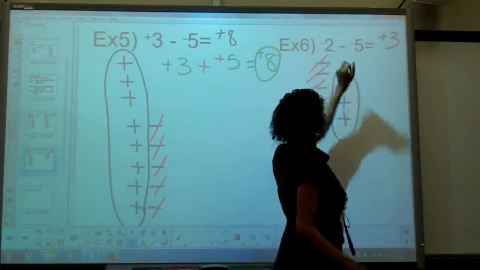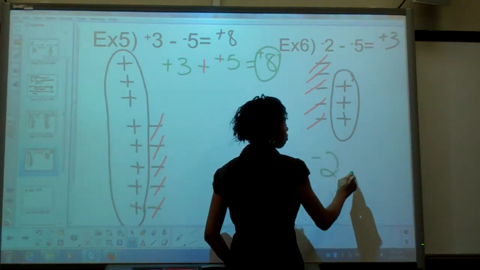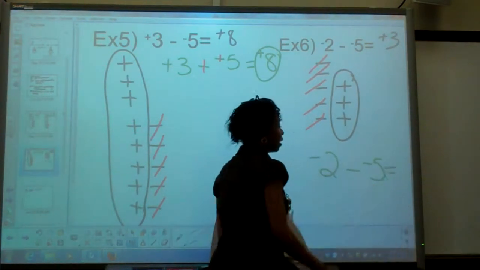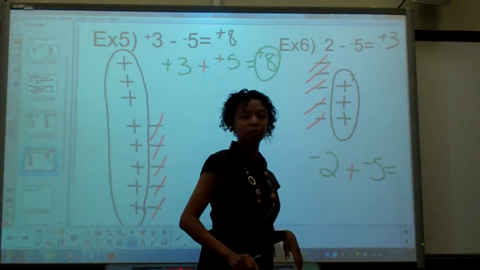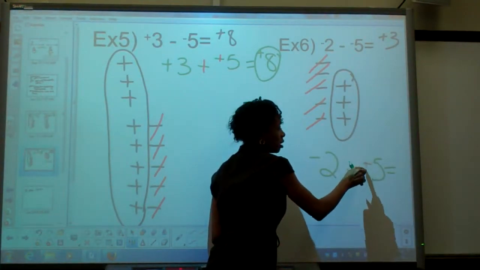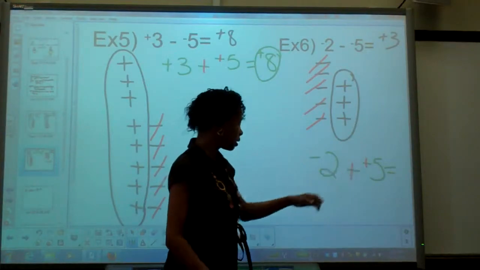Finally, negative 2 minus the negative 5. Okay, what's the rule for subtracting integers? All I'm doing is changing it to an addition problem. I'm going to change the charge of the second number to the opposite. It was negative, so it becomes positive.